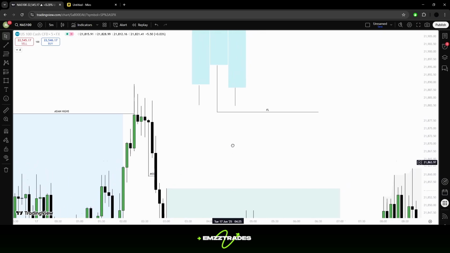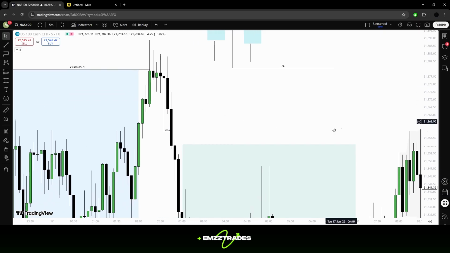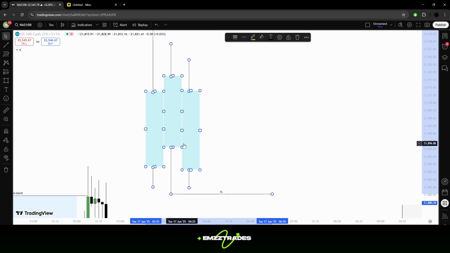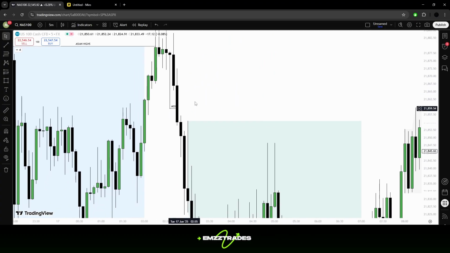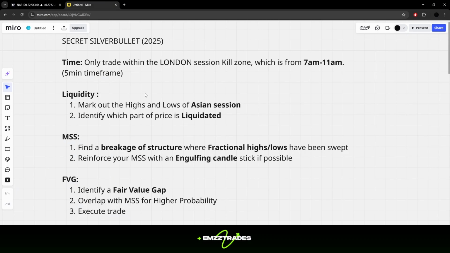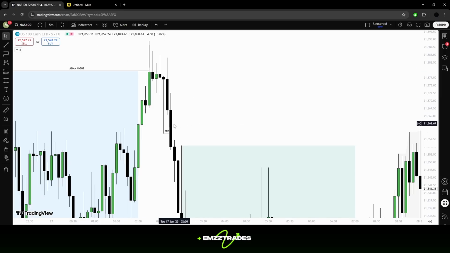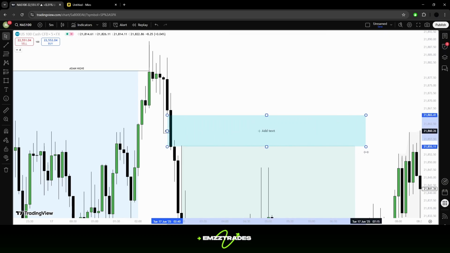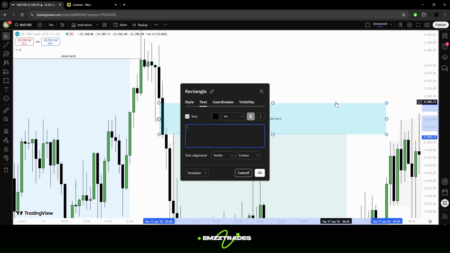So this is exactly what we needed, and now what we need to do from here on out becomes very, very simple, right? I'm going to just move all of this over to here, and I'm going to be showing you exactly what you need to do next. You need to identify a fair value gap, and then you overlap it with the market structure shift to get a very, very high probability. In the indicator that I'm using, sometimes it marks out our market structure shift and our fair value gap for us, but I'm going to be marking out the fair value gap right now. So it's going to be from here to here. We're going to be pulling this one all the way out. So I'm going to be naming this fair value gap.